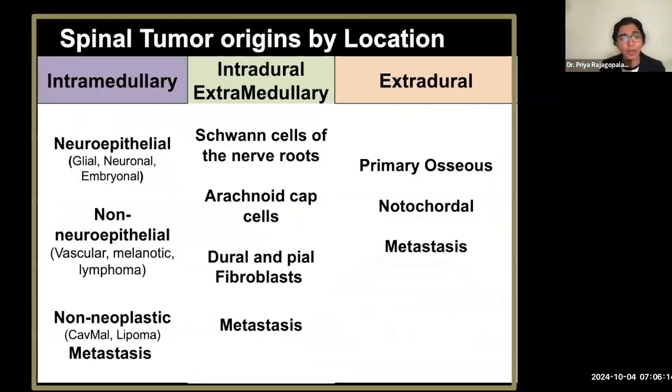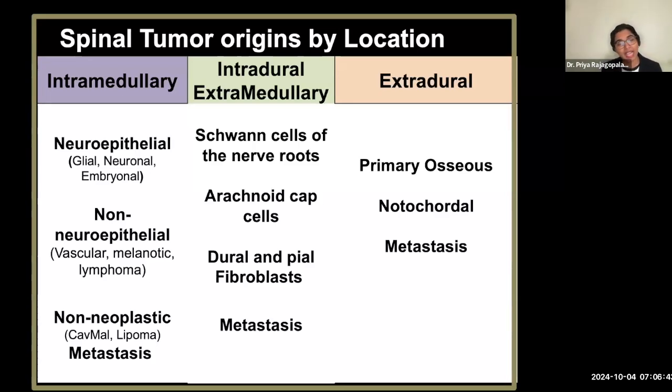In terms of location, the exact origin of the tumor is going to be from neuroepithelial cells like glial cells and neuronal embryonal cells. That entire bucket is going to be intramedullary, right? Or it could be little vessels inside. It could be melanotic origin like melanomas, or it could be lymphomas, like lymph cell origin. These are non-neuroepithelial cells. And then you've got non-neoplastic cells, which is not actually a neoplasm. So you can have a cavernous malformation. You can have lipomas within the cord.